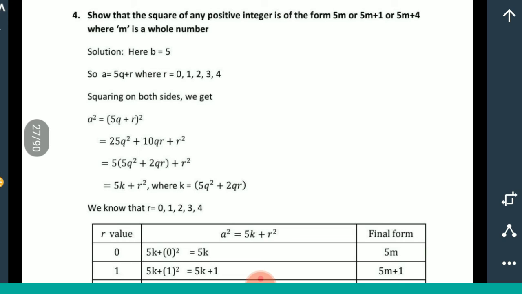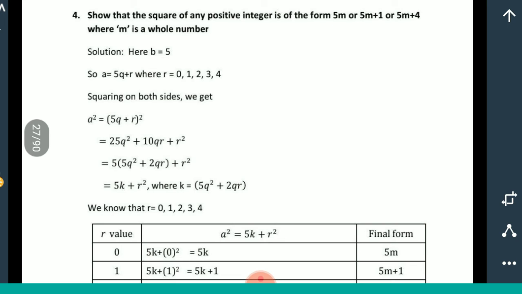Now squaring on both sides, we get a square, where a is equal to 5q plus r. By squaring on both sides, we get 5q plus r whole square. Then by applying the a plus b whole square formula, a square plus 2ab plus b square, we can write it as 5q whole square plus 2 into 5q into r plus r square. So 25q square plus 10qr plus r square.